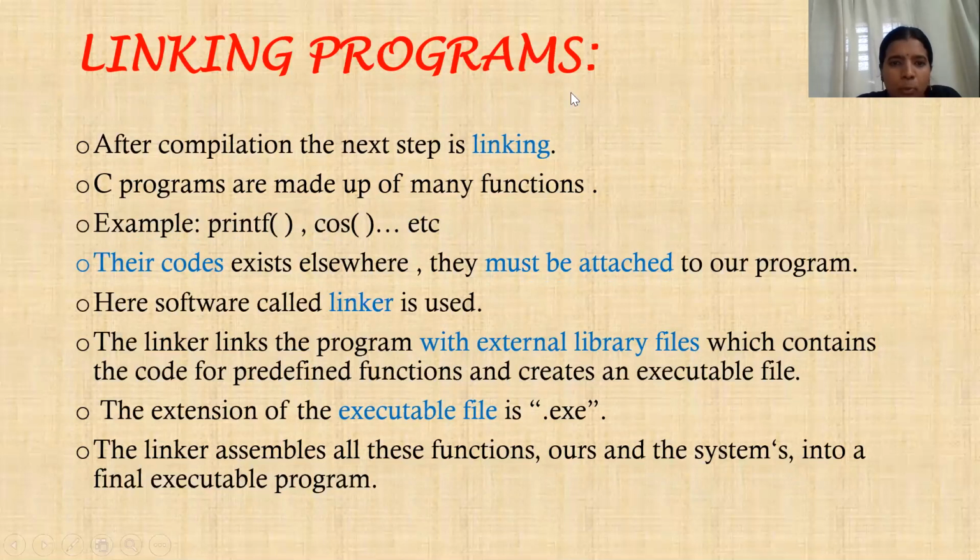As we all know, a C program is made up of a large number of functions like printf, scanf, cos, square root, etc. Their codes exist elsewhere and are not attached to our program. So we use a software called a linker, which is used to link the program with external library files that contain the codes of those predefined functions. The extension of these files becomes .exe. In the linking phase, all the object code is linked with standard library modules to produce the executable code. Now the executable code is ready to get executed.